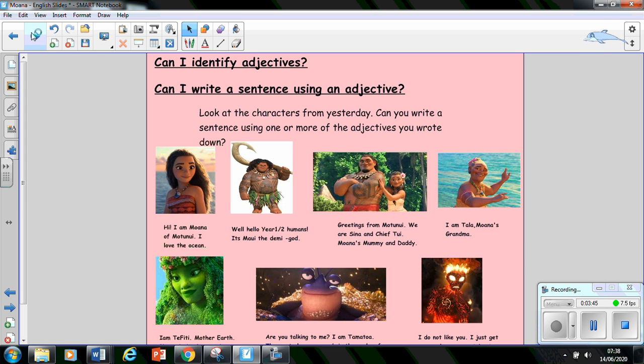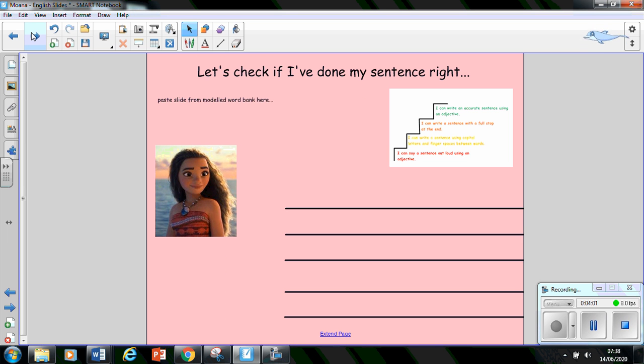Once again, what I'd like you to do, have a look at the characters that you've written about yesterday and made the list of adjectives for. You're going to choose 2 or 3 characters who you've made a list for of these adjectives, and today you are going to write your sentence.